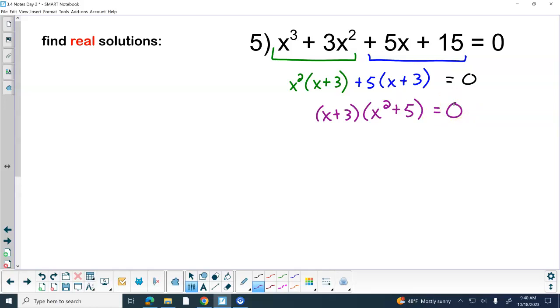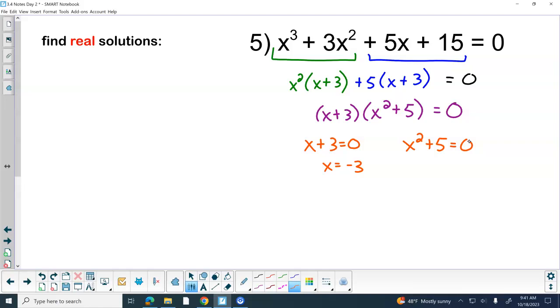Then I set my factors equal to 0. X plus 3 equals 0. So x is going to be negative 3. X squared plus 5 equals 0. How can I go about solving that one? 2 different ways that we could solve that one. Because it's not factorable. What are two different ways that we can solve that?